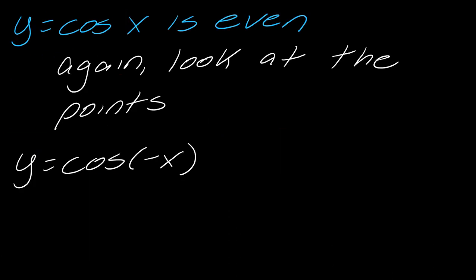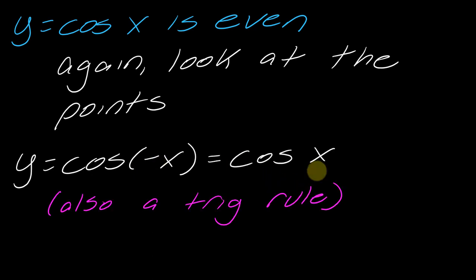So what we would expect to happen if I were to plug negative x into the function is I would get just cosine of x. This is what would happen to show that it's even. Again, you probably don't know this yet. We haven't discussed this, at least in my class. This is another trig rule, but this is something that's guaranteed to happen since it's an even function. And so that covers everything about just the basics of the graphs of sine and cosine.